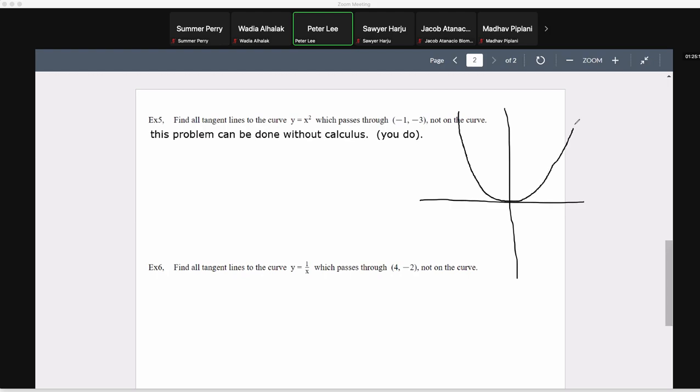Does everybody like y equals x squared? Yes or no? Do you like y equals x squared, class? Yes. Yeah, y equals x squared, right?